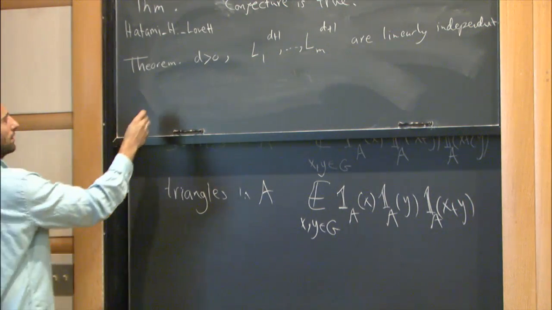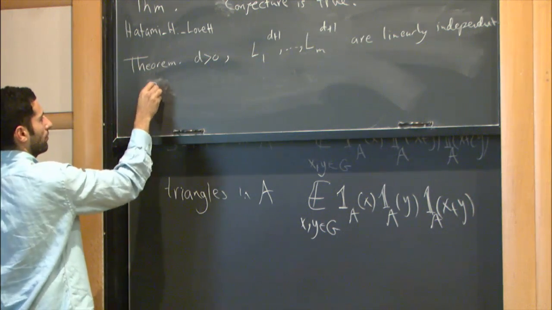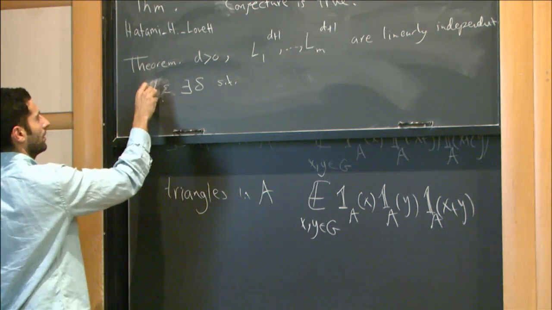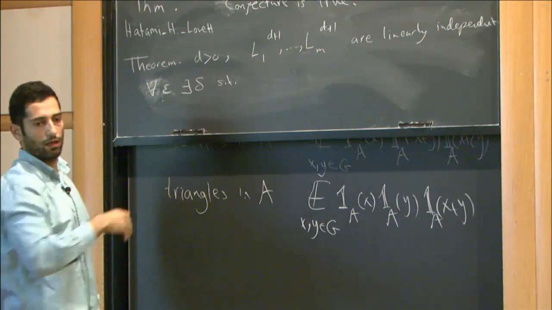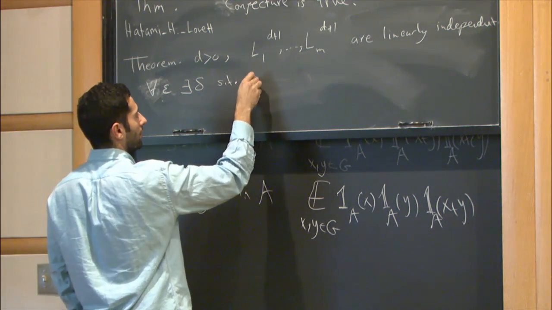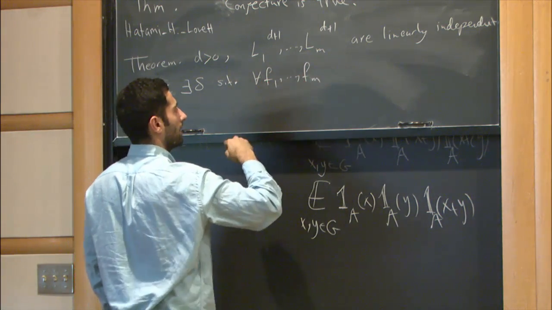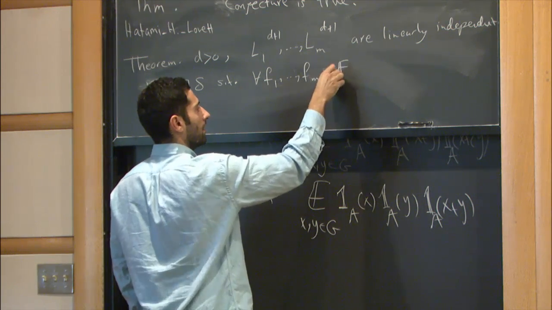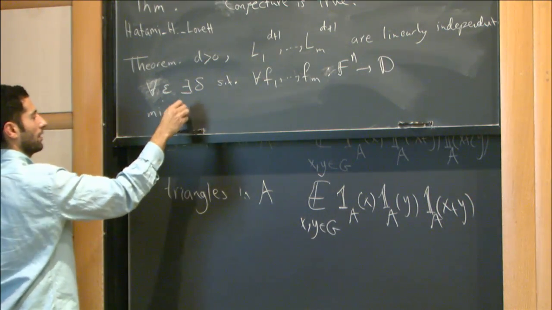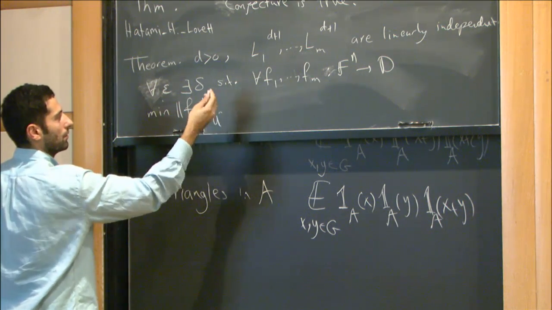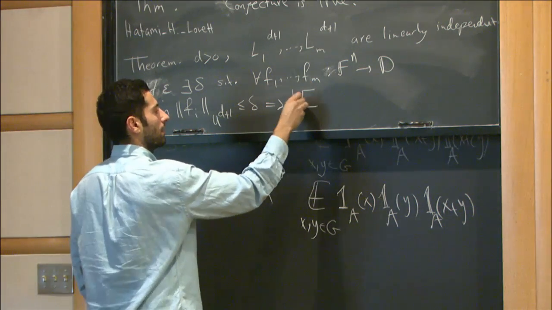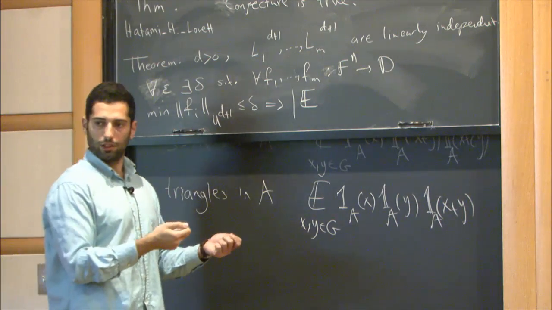So let's say that I'm given a collection of functions. For every epsilon, there exists a delta, which can depend on m, d, the size of the field, and epsilon, such that the following holds: if the minimum of the U^(d+1) Gowers norms of the functions is less than or equal to delta, then the expected value of your functions applied to the collection of linear forms is small.